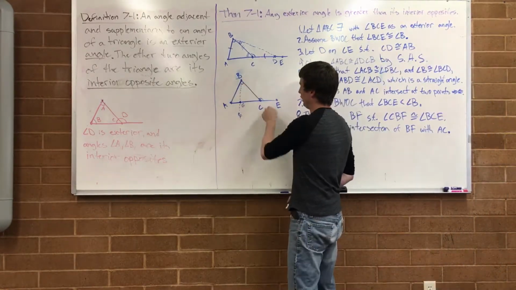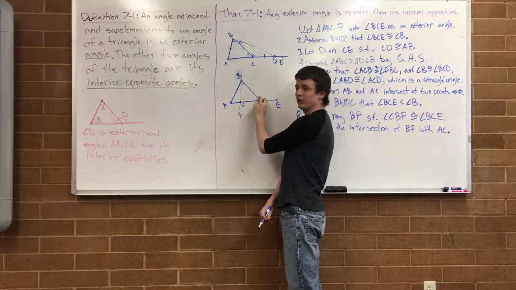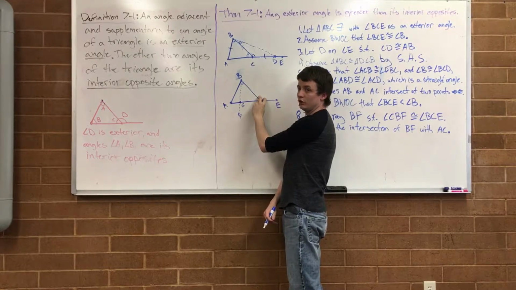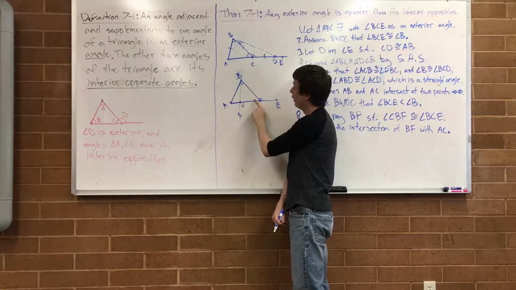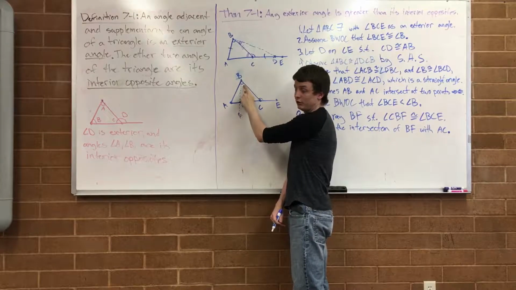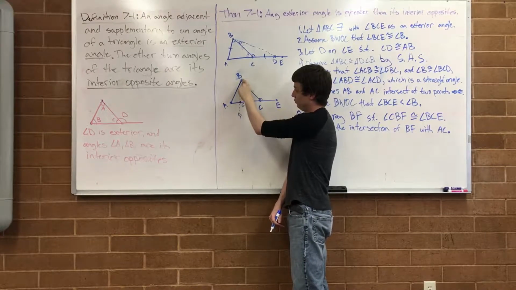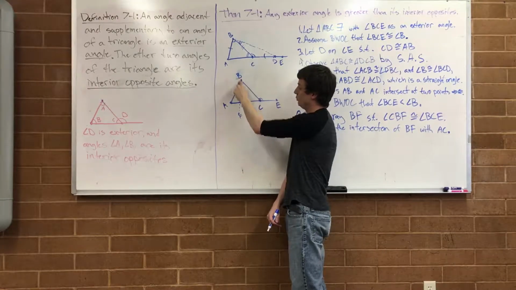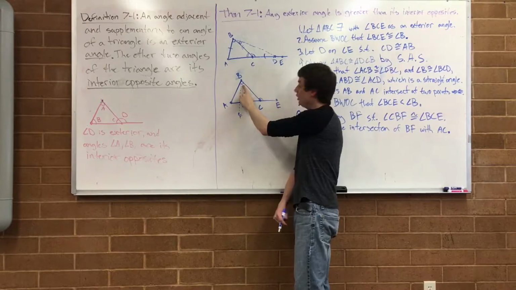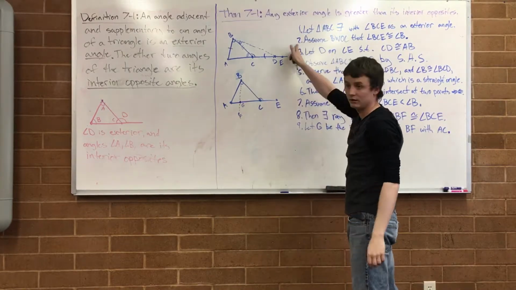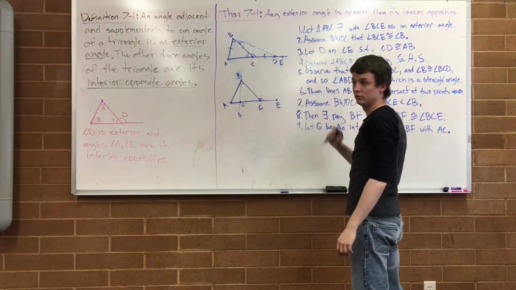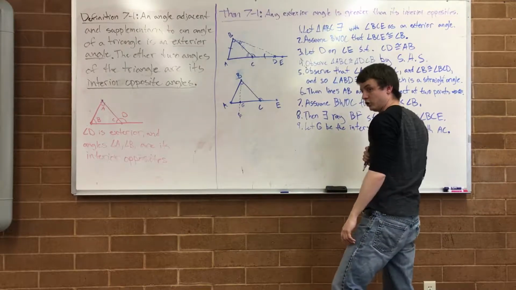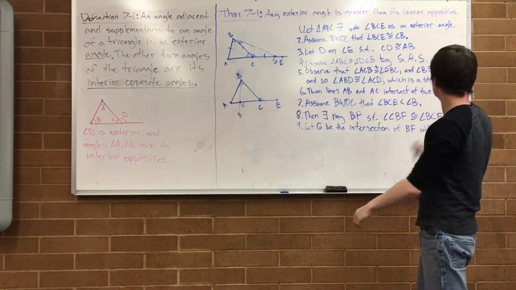Now we can talk about this triangle. So now we have an exterior angle congruent to one of its opposite interior angles for this triangle, BGC. This angle is an exterior angle of triangle BGC, and this angle is congruent to one of its opposite interior angles, which we showed was impossible right here. Good?